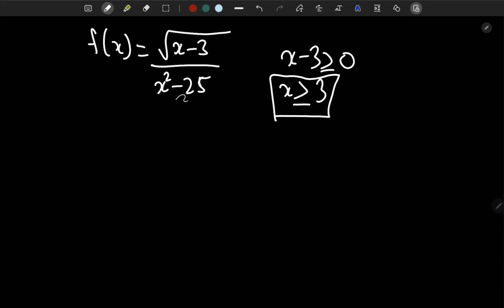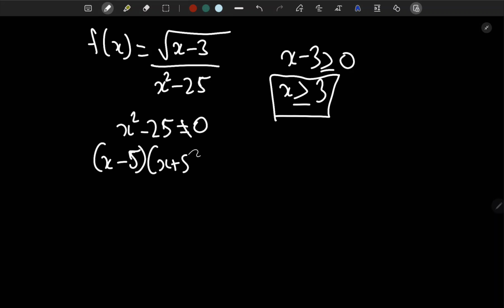And for the denominator here we can factor this, so x squared minus 25 is not equal to 0, and we can apply the difference of perfect squares here, so it will be x minus 5 and x plus 5 is not equal to 0. Here x cannot be equal to 5, and here x cannot be equal to negative 5.